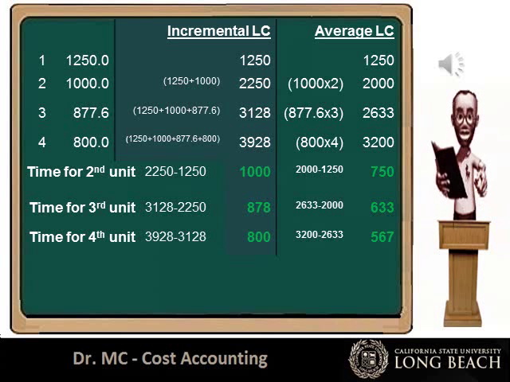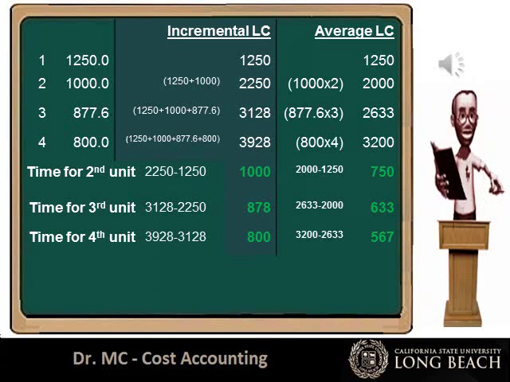Where this procedure comes in handy is when you are dealing with average learning curves. Here your learning curve item does not represent the incremental time to make the next unit. Instead, it represents the average time to make each unit if you make a given number of units. When you look at total times, however, you can calculate the time it takes to make the last unit. Using the average learning curve totals, it took 2000 hours to make 2 units and 1250 hours to make 1 unit. 2000 minus 1250 gives you the time it takes to make the second unit, which is 750 hours.